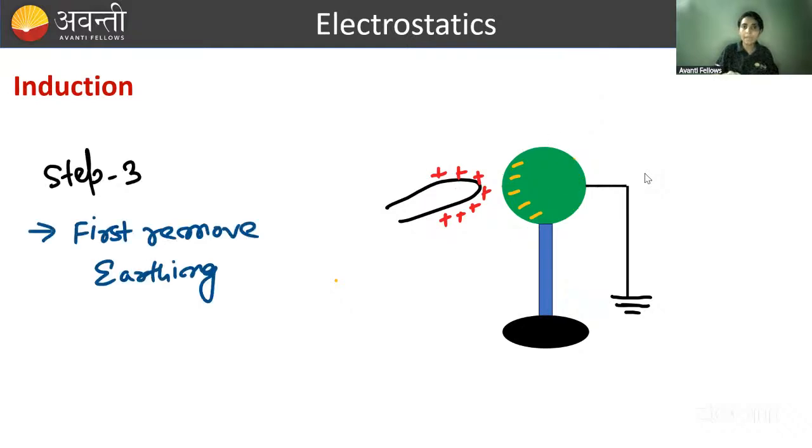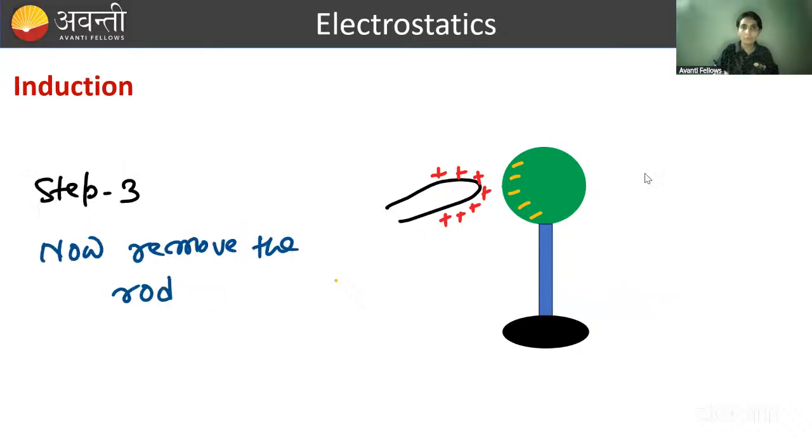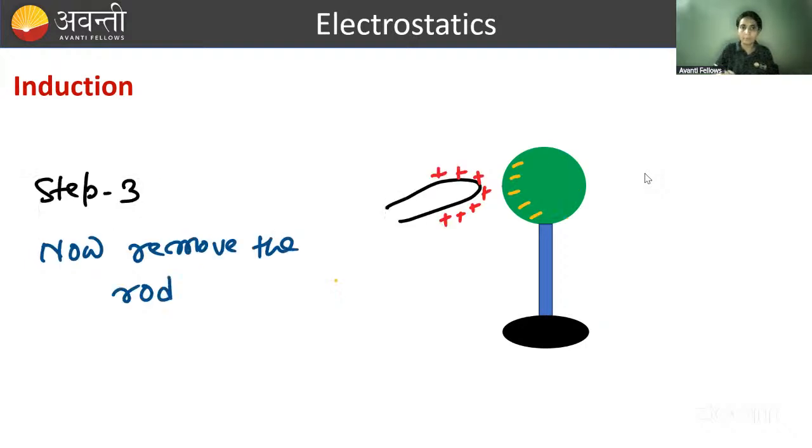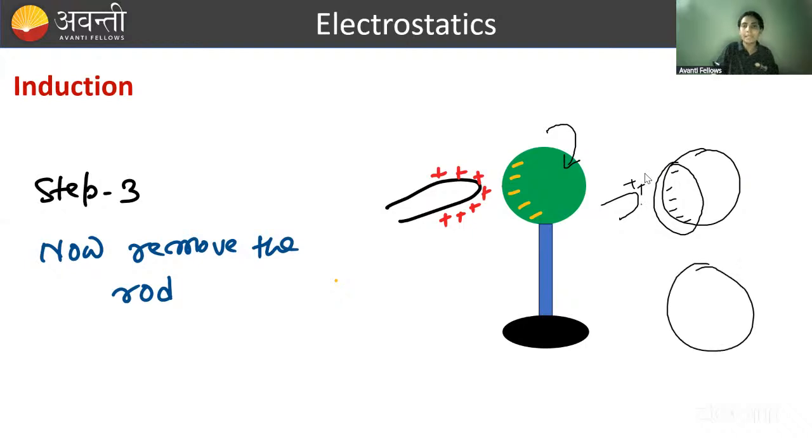Okay, now what are we going to do? Now we will remove the earthing. So if we remove it, it will look like this, negative charge is still here. Now you remove the rod, take the rod as far as possible so that it has no effect on this green sphere. Then what will happen? Whatever negative charge was here, it was here because it was attracted by this rod. If you remove this rod, it is no longer in an attracted state. It will get uniformly distributed. So this green sphere is getting uniformly charged. Okay.